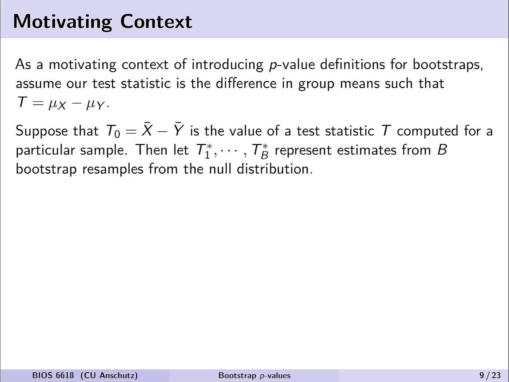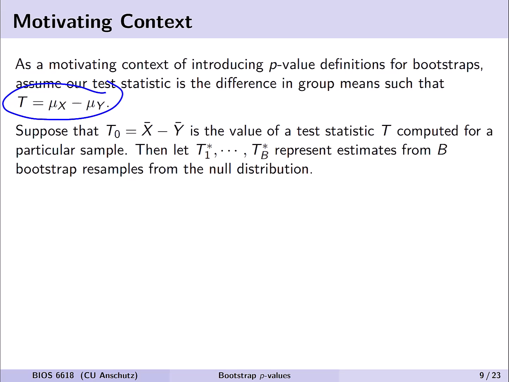Now, to help provide a more concrete setting, let's look at a motivating context for this p-value calculation for bootstraps. Let's assume we are looking at a test statistic that is the difference in group means, such that we have a statistic t that we're defining to be mu x minus mu y in the population.